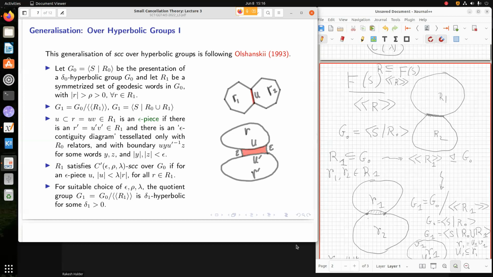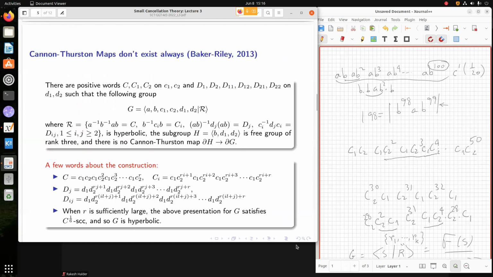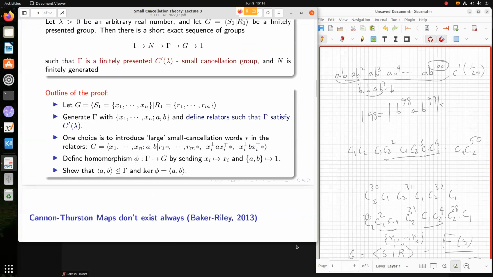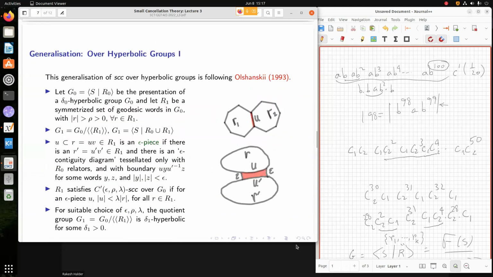Can you just repeat the argument? Why are you taking all the geodesic words to be sufficiently long? I didn't follow. See here, in a small cancellation presentation, if we had to make the presentation with this kind of words, see these ones, what we always were saying is that if R is sufficiently large, then the above presentation satisfies C prime 1/6, right? Even here, we generate the group with this and define relators such that they satisfy C prime lambda. How do they satisfy C prime lambda? If we have large small cancellation words star. Yes, we will need in the proof as well these words to be long. Okay, I got the point.